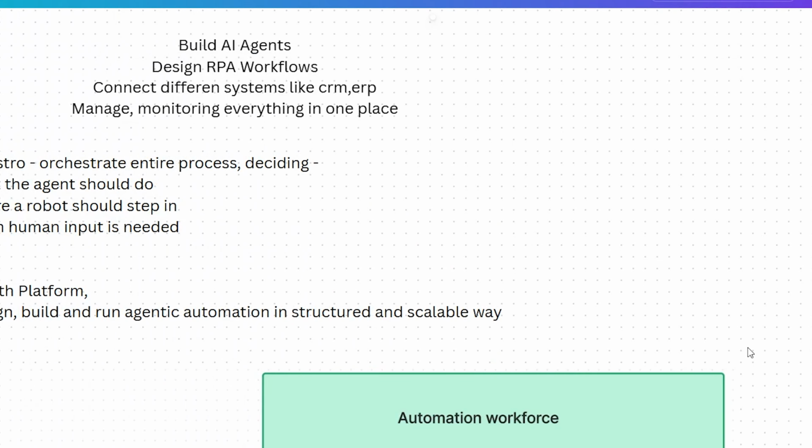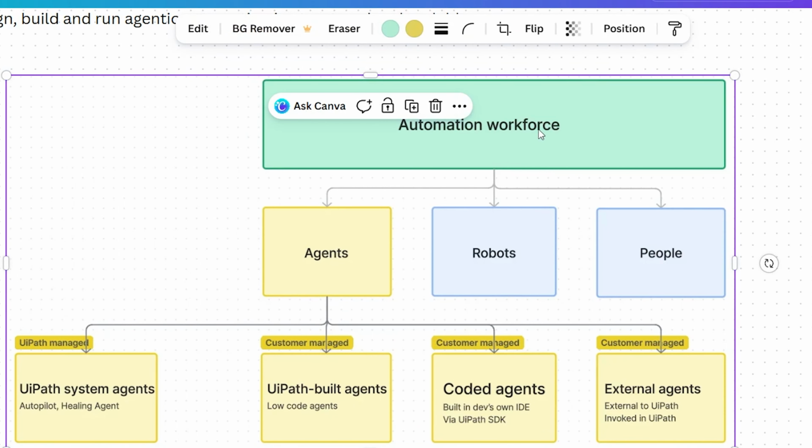So now let's understand what the different agent capabilities in UiPath are, right? The UiPath platform lets you use and manage different types of agents in one single place. You're not limited to just one type. You can choose the best agent for each task. The types of agents are system agents, UiPath built agents, coded agents, and external agents. Robots and people I'm leaving out, because robots are RPA robots, and people come into the picture wherever human intervention is required. I'm focusing on the agents part.